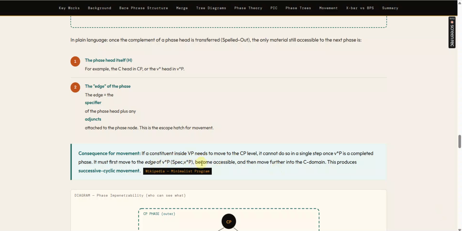Now what happens if a constituent inside vP needs to move to CP? It cannot do so in a single step. Once vP is complete, it must move to the edge of vP, in which position it becomes accessible, then move further to the C domain. This produces successive cyclic movement.